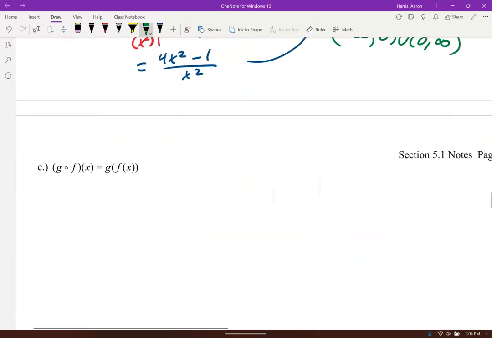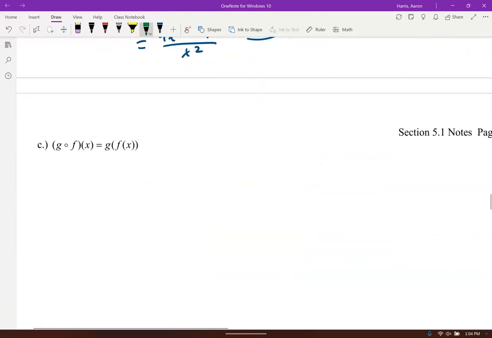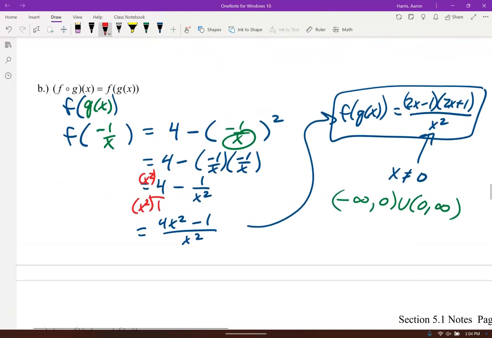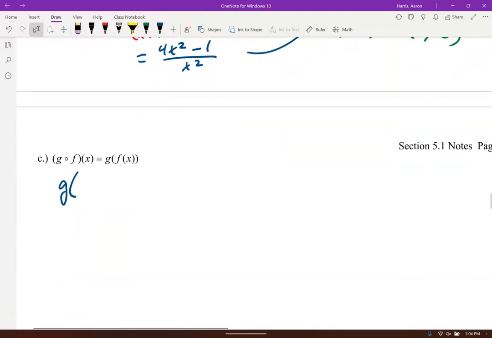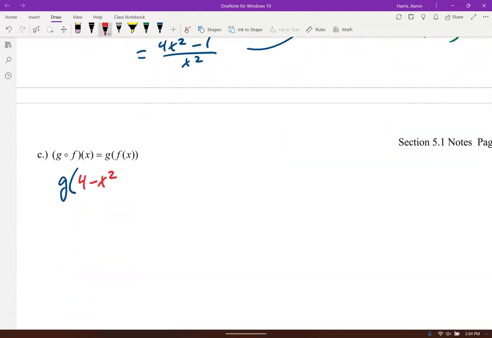Let's do some more here. How about g of f of x? So g of, let's see, what was our f of x again? 4 minus x squared. So 4 minus x squared goes into g. G is negative 1 over x. Put that f in. So 4 minus x squared. And then we'll just clean this up.